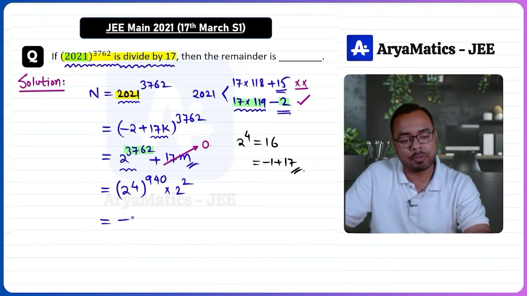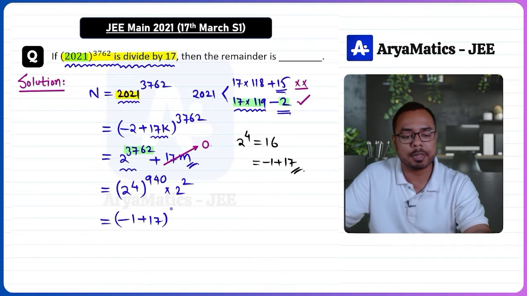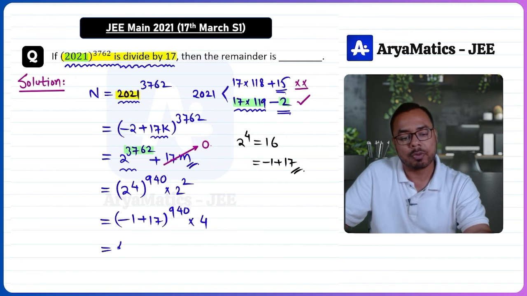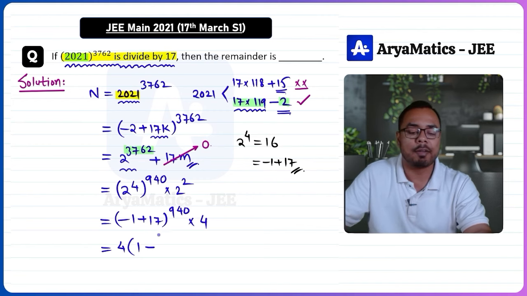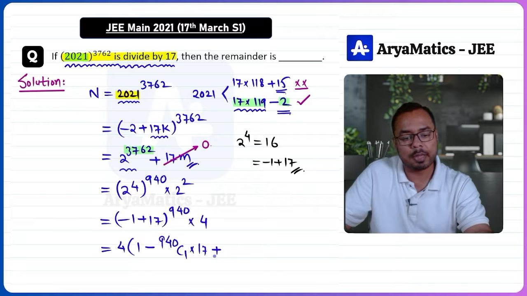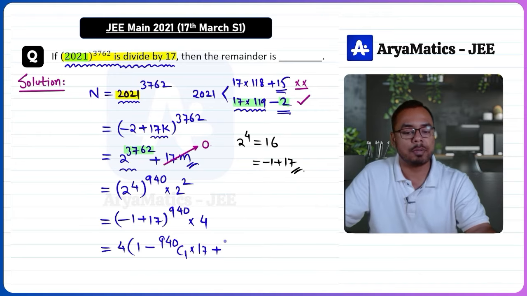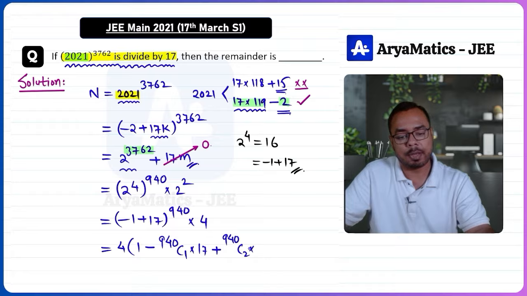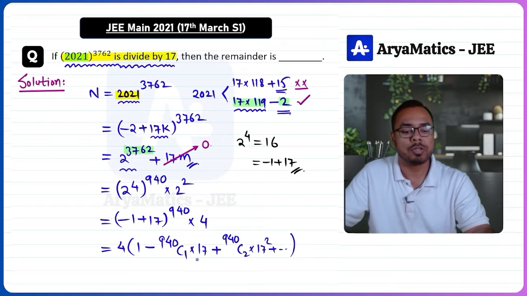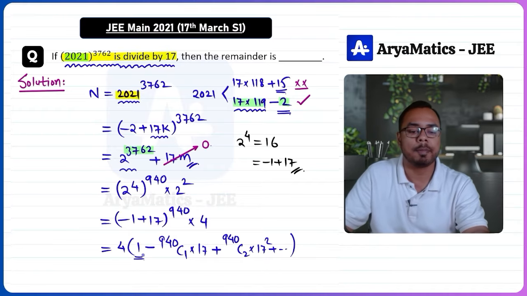And now we have 2 raised to 4, which is minus 1 plus 17. 2 raised to 4 is 16, so that is minus 1 plus 17, raised to 940, and this multiplied by 4. 4 we can keep separate. Minus 1 raised to an even power will be plus 1. And after that, all the subsequent terms: the second term will be minus 940C1 multiplied by 17, the next one will be 940C2 multiplied by 17 square, and so on. So only this first term is not a multiple of 17. After that, all the other subsequent terms are multiples of 17.